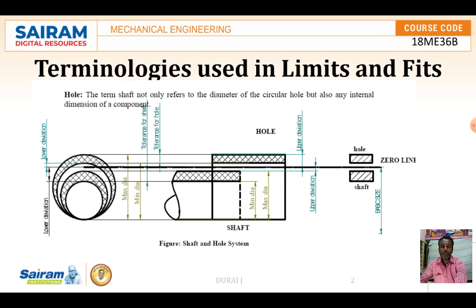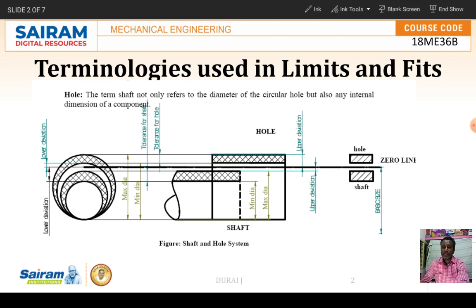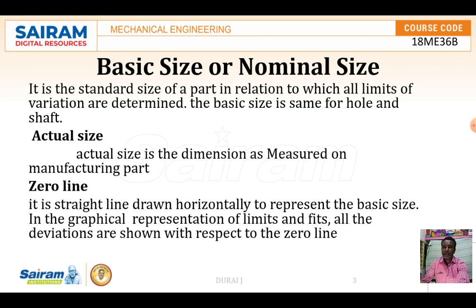Then comes one more thing, the zero line. The zero line is the graphical representation of the basic size. In the drawing, they always represent this as the zero line. Zero line means the basic size; the graphical representation of the basic size is called the zero line. Understand? So the basic size, nominal size and zero line almost all indicate the same meaning, but there is a small variation.